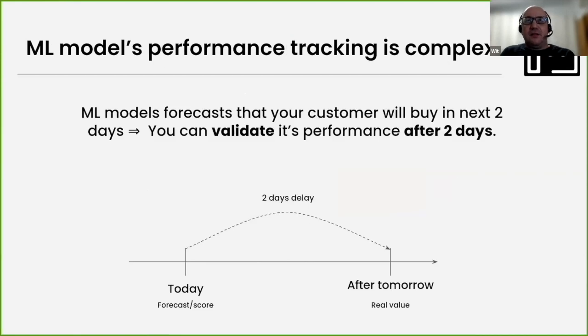The next challenge is when you build a model that forecasts or predicts anything, to calculate the performance, you really need to take into account delays that are very unnatural for a human being. So when you forecast demand 2 days ahead or a churn decision 6 months ahead, only after this time can you say if the model was correct or wrong.